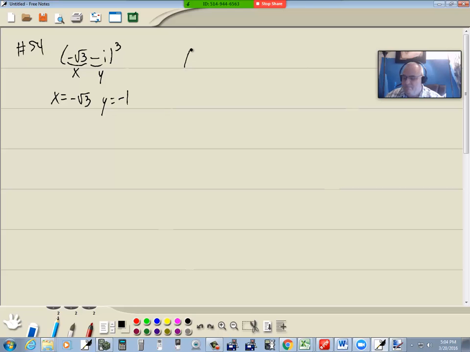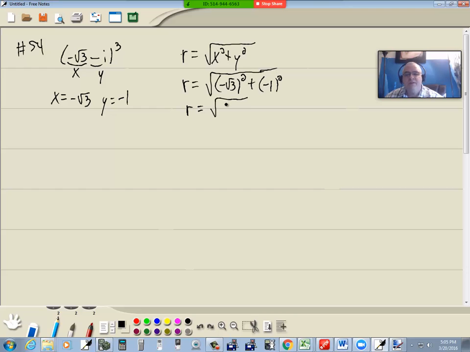So we got r is equal to the square root of x squared plus y squared. X is negative square root of 3, so we have negative square root of 3 squared plus y, which is negative 1 squared. So that's going to give us 3 plus 1, which is 4. And the square root of 4 is 2.